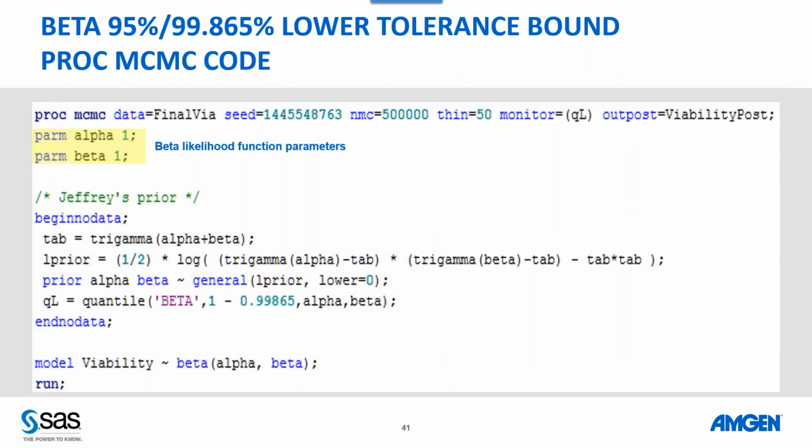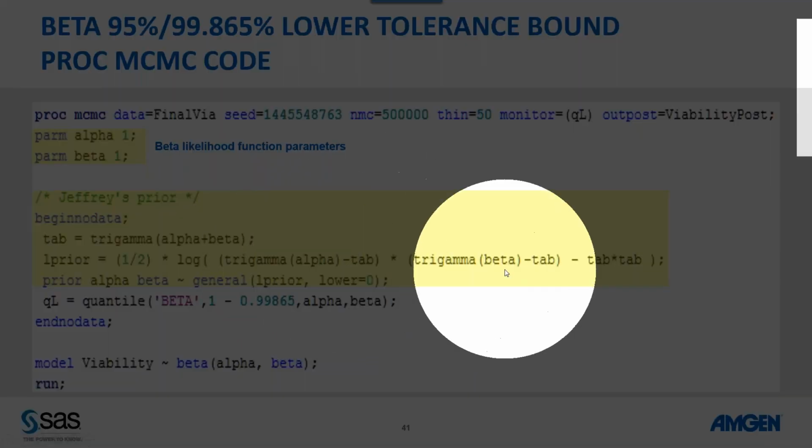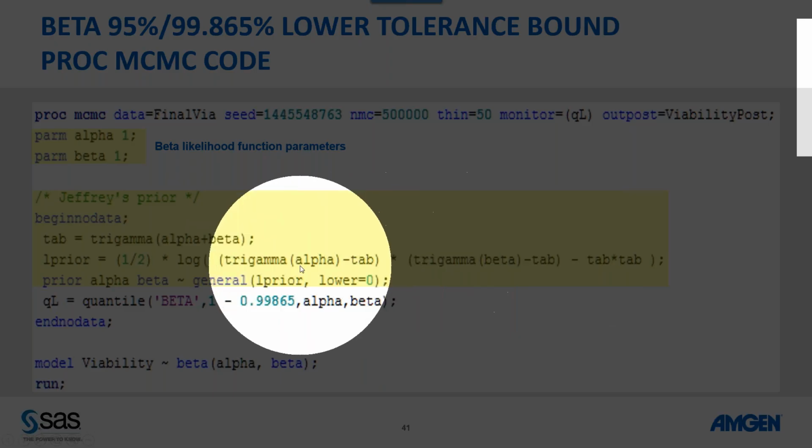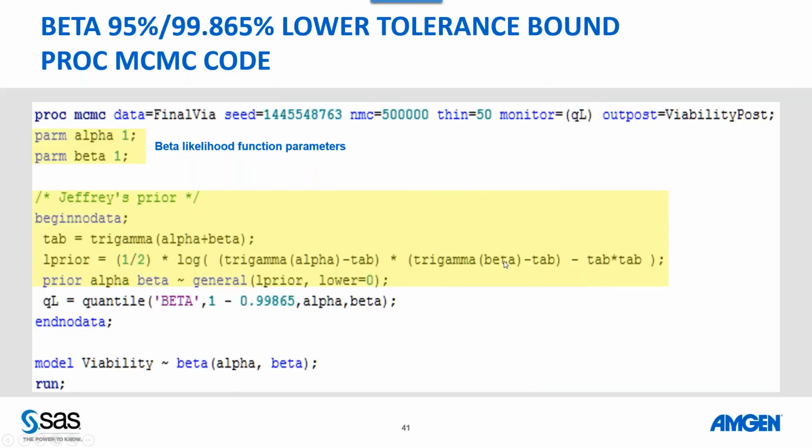The general prior is using the LPRIOR function evaluation, and it's a joint prior on both alpha and beta. The reason it's a joint prior on both alpha and beta is that you see in the LPRIOR statement, both alpha and beta are in this prior evaluation. So you do not want to use prior alpha as general, prior beta as general. This is a way to define a joint prior distribution on both of them. So something to remember. That's all.